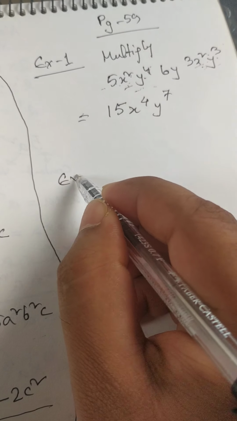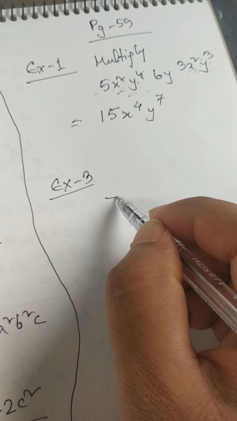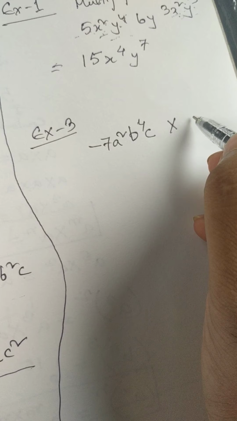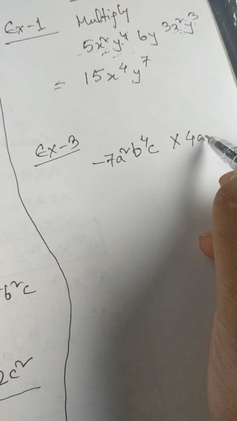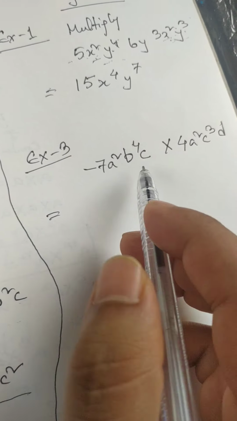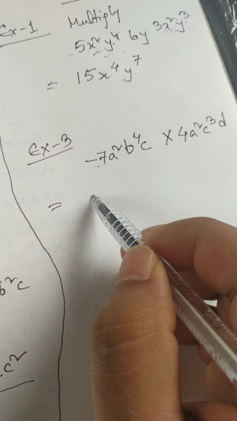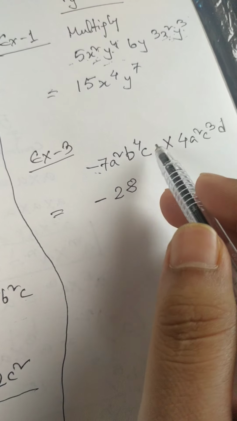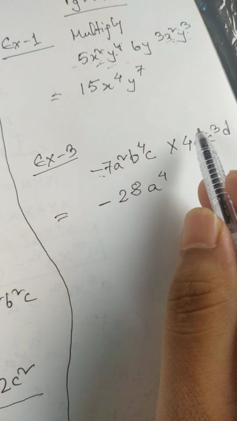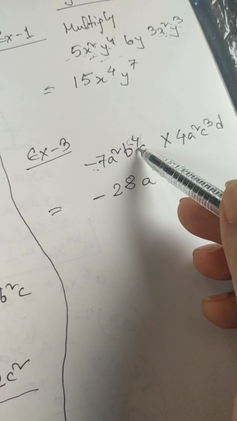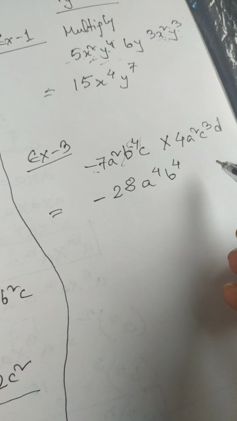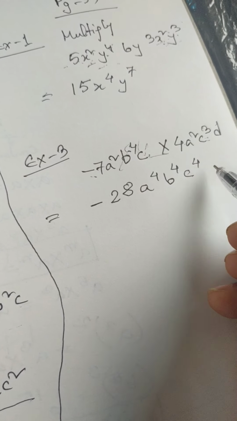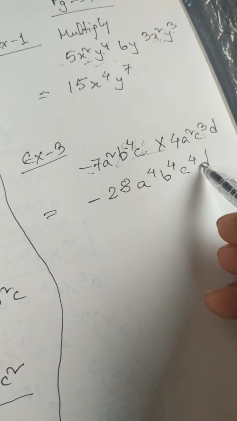Let's also discuss example 3. Minus 7a square b4c into 4a square c cube d. First of all, there are an odd number of negative signs, so the answer gets a negative sign. Now 7 4s are 28. A square into a square, the powers get added for a, that is a to the power 4, means 2 plus 2, that's 4. There is no b over here, so only one b4, so we write it as it is, b4. Next, c into c cube, there is c to the power 1, 1 plus 3, 4, so the answer gets c to the power 4. And d, only one d is there, so d remains as it is. So this is the answer.